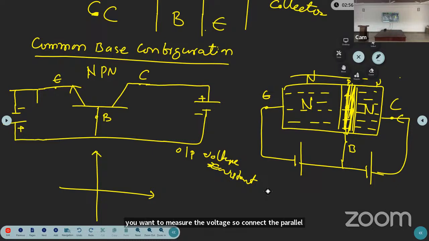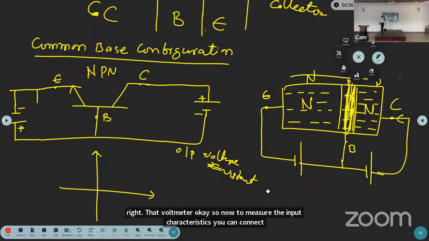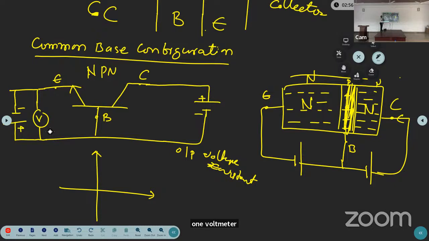Okay. So now to measure the input characteristics, you can connect one voltmeter. Yeah, this is the voltmeter. And here you can connect one ammeter. What is the current direction? Here, the current direction is this. So here you keep plus here, minus here, the ammeter direction. And next, what is the voltmeter direction? The voltmeter direction is the same as the battery direction by default.